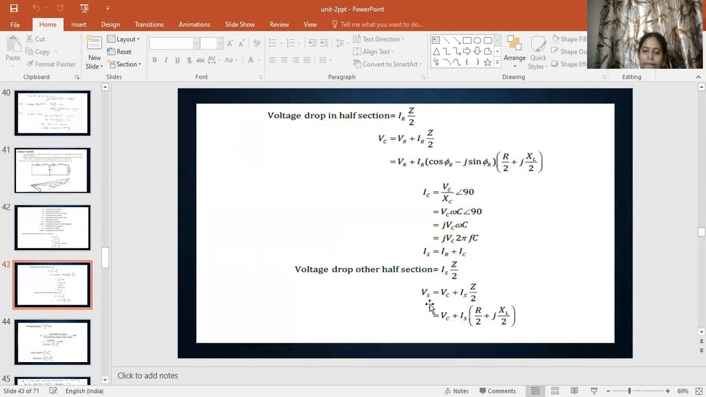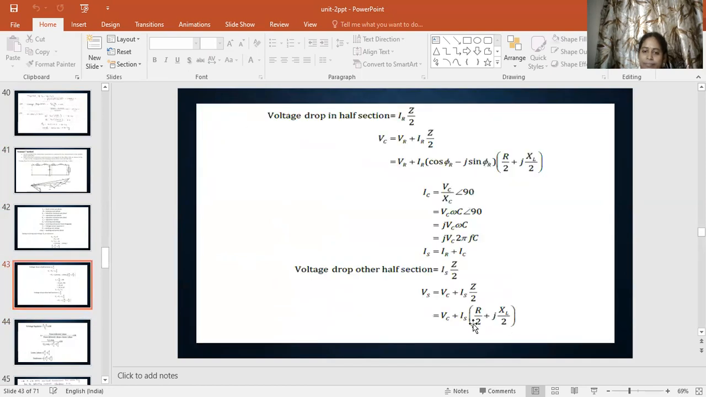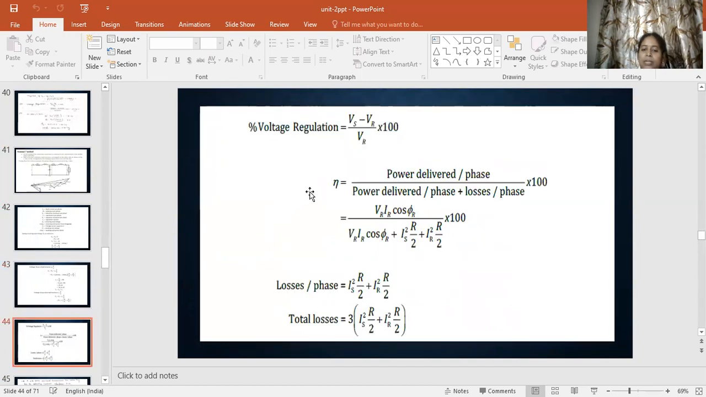See here, Vs equal to Vc plus Is into Z by 2, where Z by 2 is nothing but R by 2 plus jXL by 2. Here is the Vs value. And the voltage regulation is nothing but Vs minus Vr by Vr.